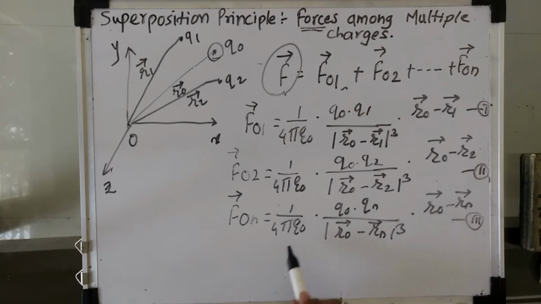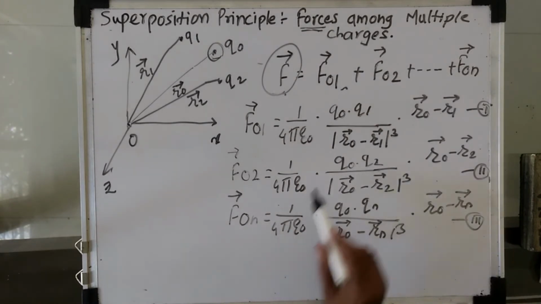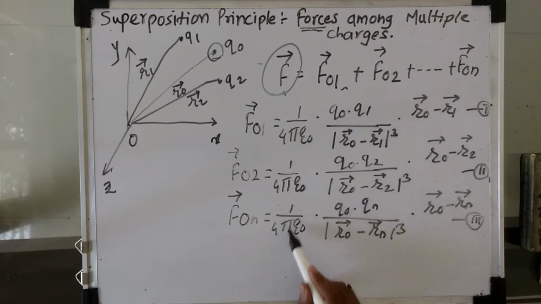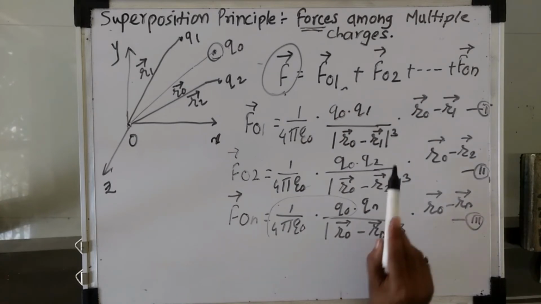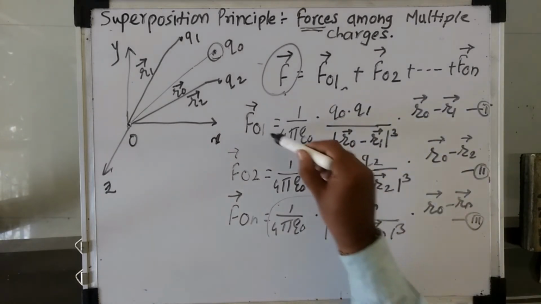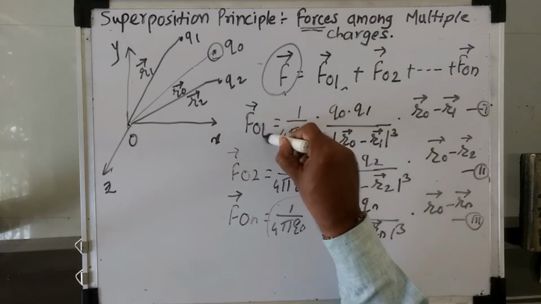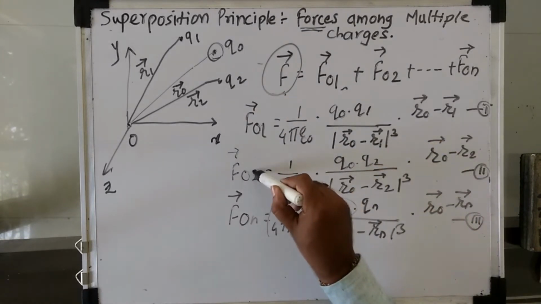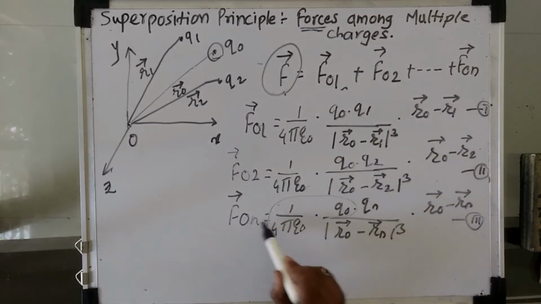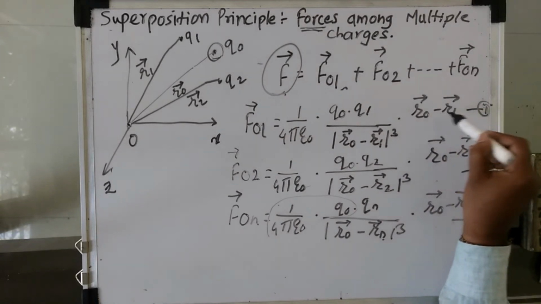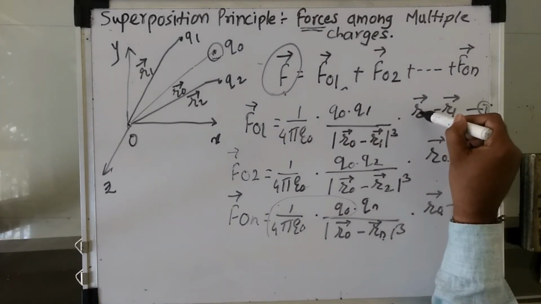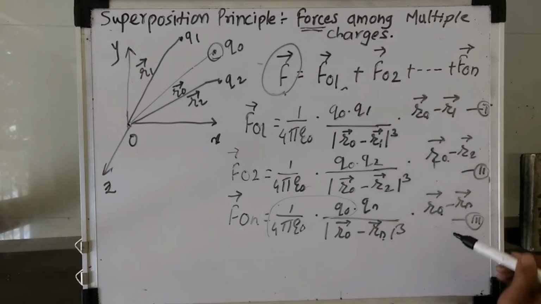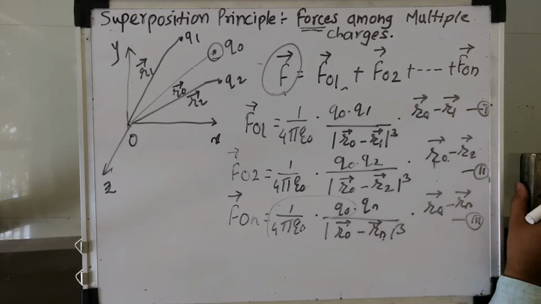So what is the observation? In all the equations, this 1 upon 4 pi epsilon 0 and q0 is common. See here also it's common, it's also common. What is going to change? That is the position vectors. For force due to the first charge it's r1, force due to the second it's r2, force due to the nth it's rn, and similarly here, r0, the position vector of the point where the force acts, is the same; just this is going to vary. So I can summarize this in this fashion.